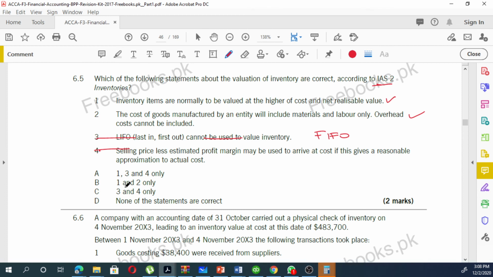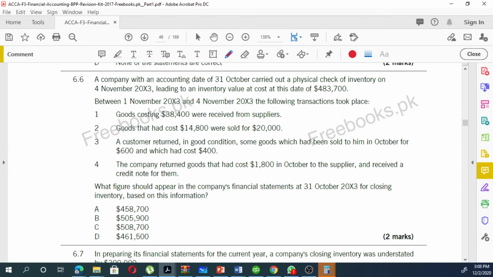So our answer is, which of the following statements should be correct? So these are not correct. So 3 and 4 are correct. Okay, now we move to another question. Here we have a company with an accounting date of 31 October that carries out a physical check of inventory.